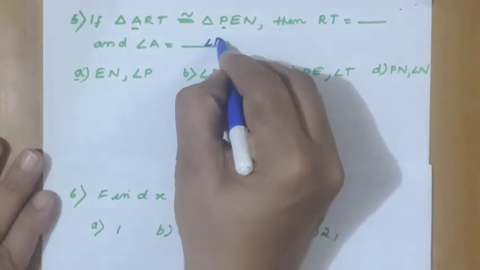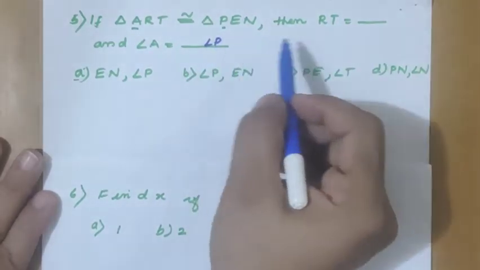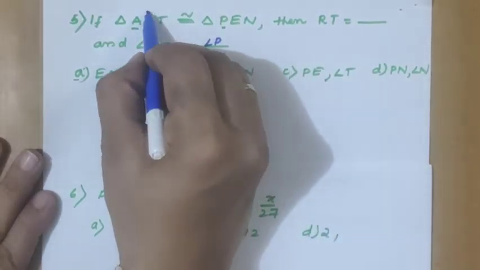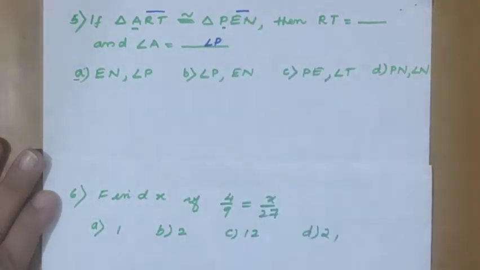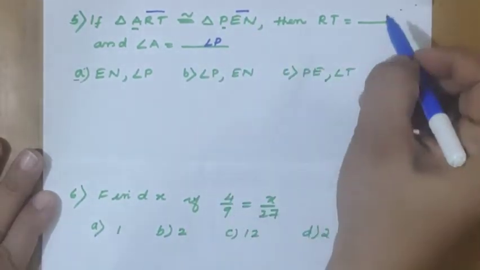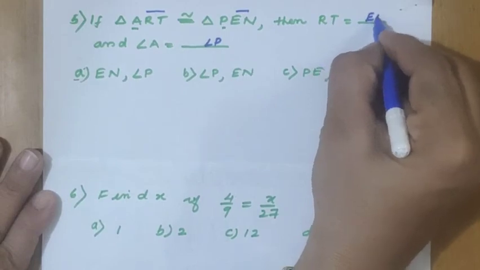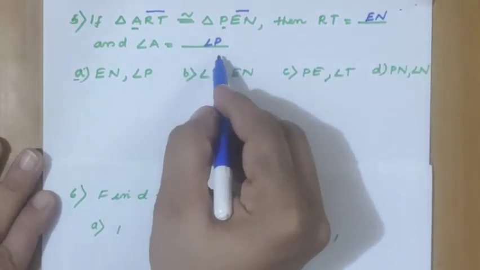Next, what is the one more we have to find out? The side. RT is the side it is given. So in place of RT, what are the letters used here? E and N. So EN and angle P. So RT equal to EN, and angle A equal to angle P.